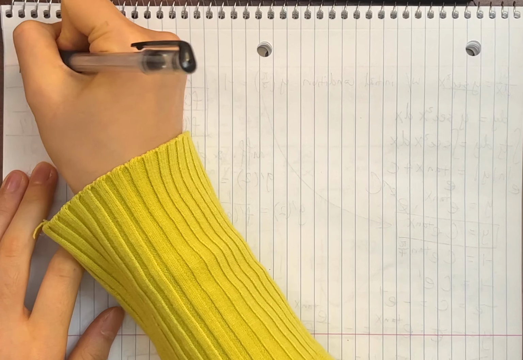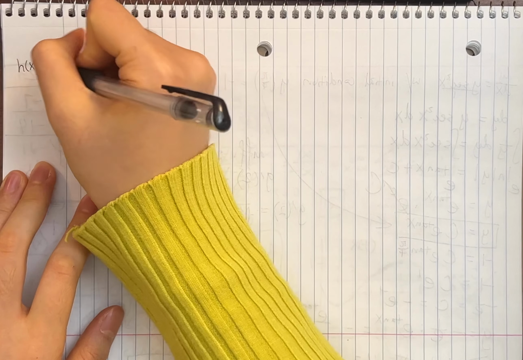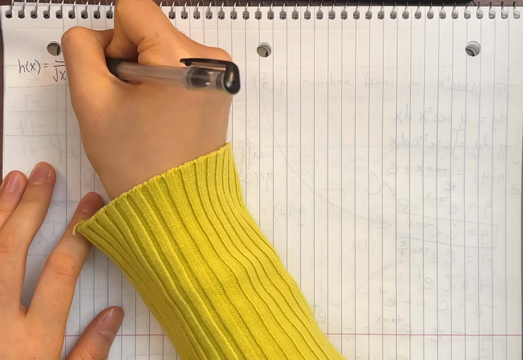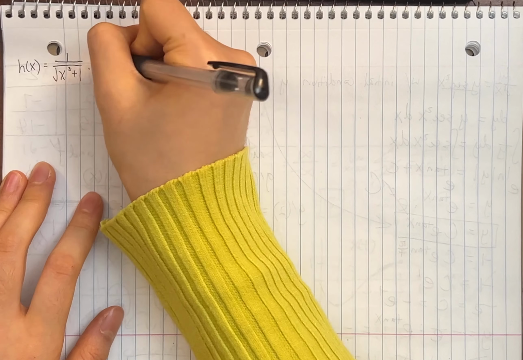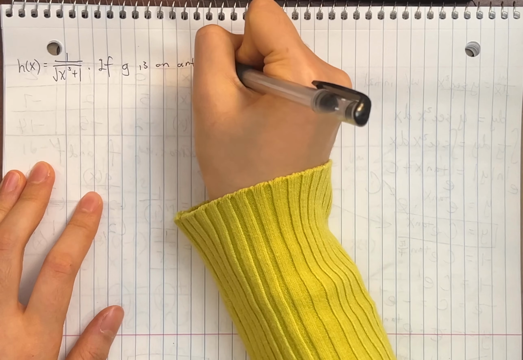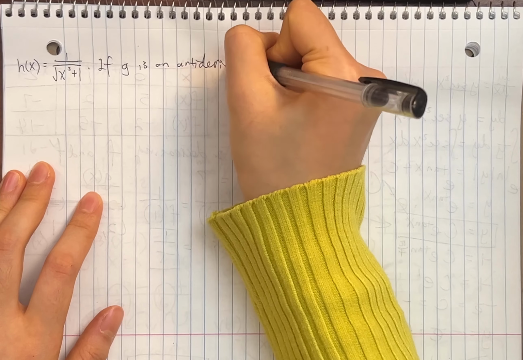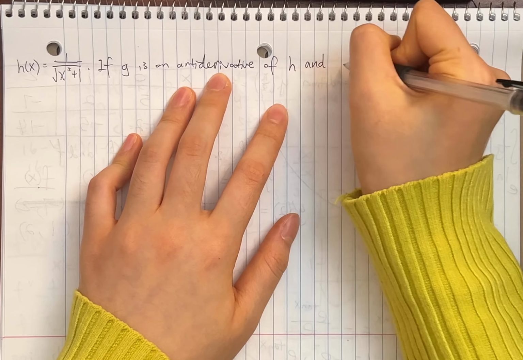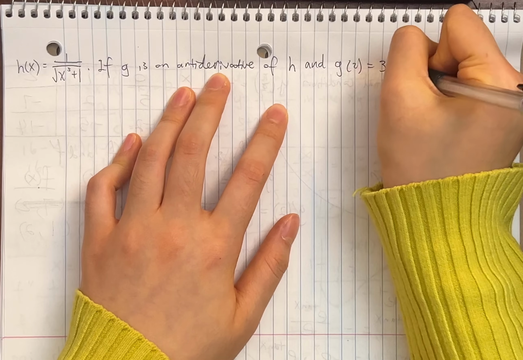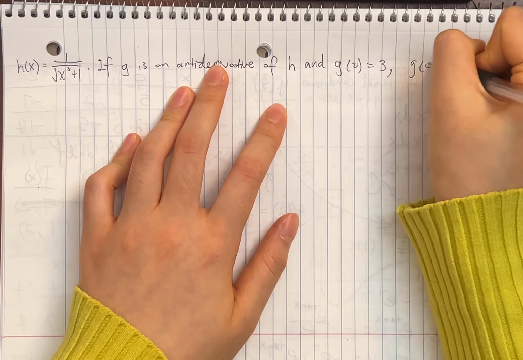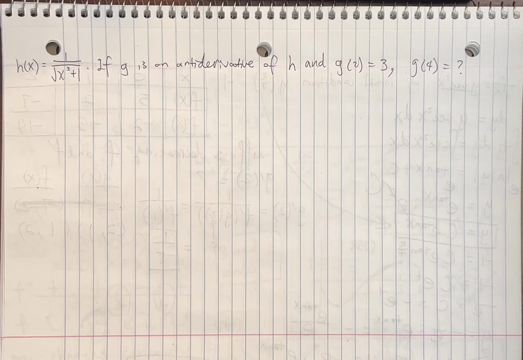So let h be the function defined by h of x is equal to 1 over square root of x to the fifth plus 1. And if g is an antiderivative of h and g of 2 is 3, what we're asked is to find the value of g of 4. Okay, so let's begin.